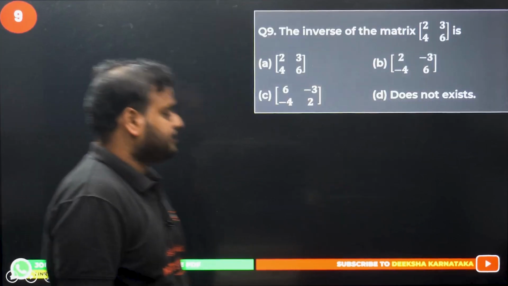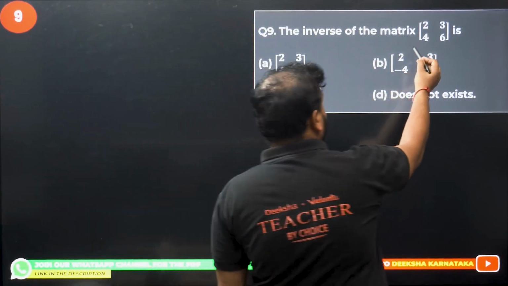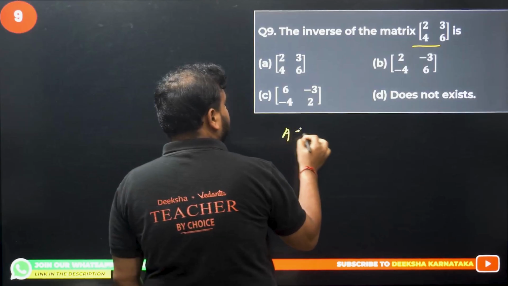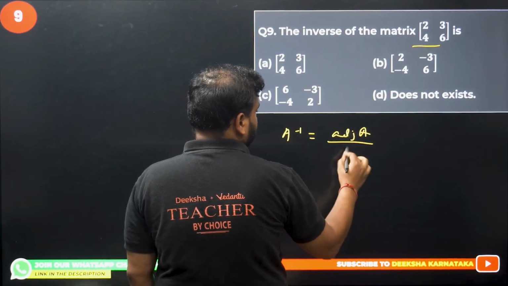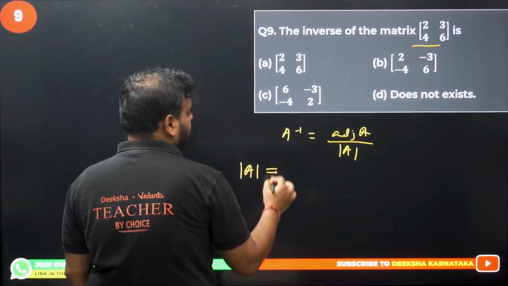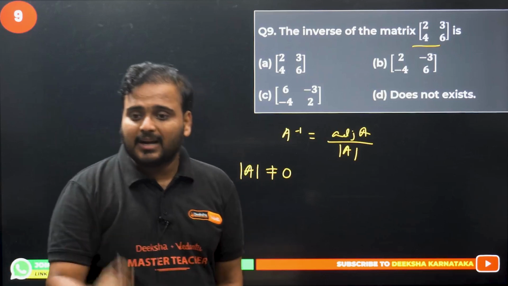Question number 9. Inverse of a matrix. Again, this is a 1 marker. I can use the trick. First thing is, we know that the inverse is given by A inverse equals adjoint of A upon determinant of A. And we have to find the determinant of A first, and this should not be equal to 0. It has to be a non-singular matrix. You all know that very well.